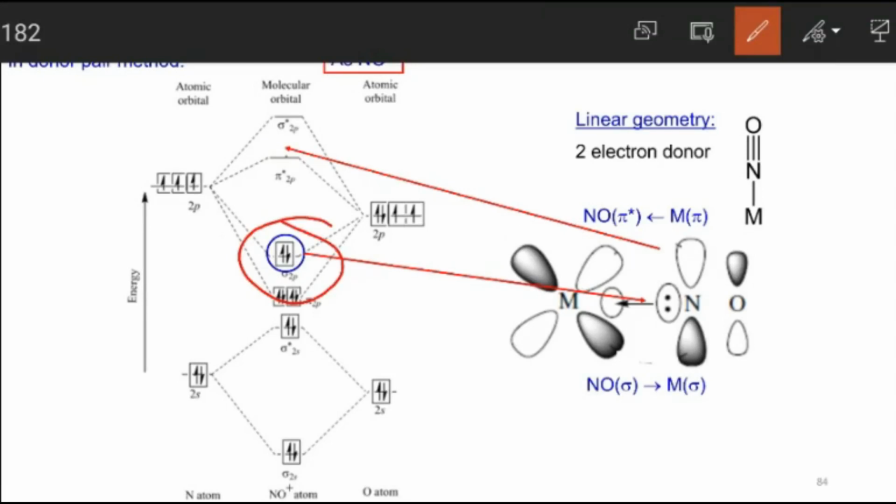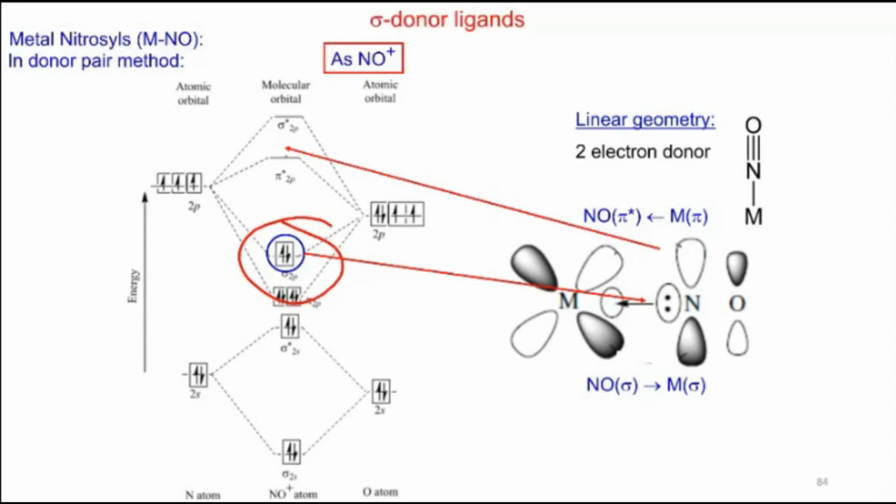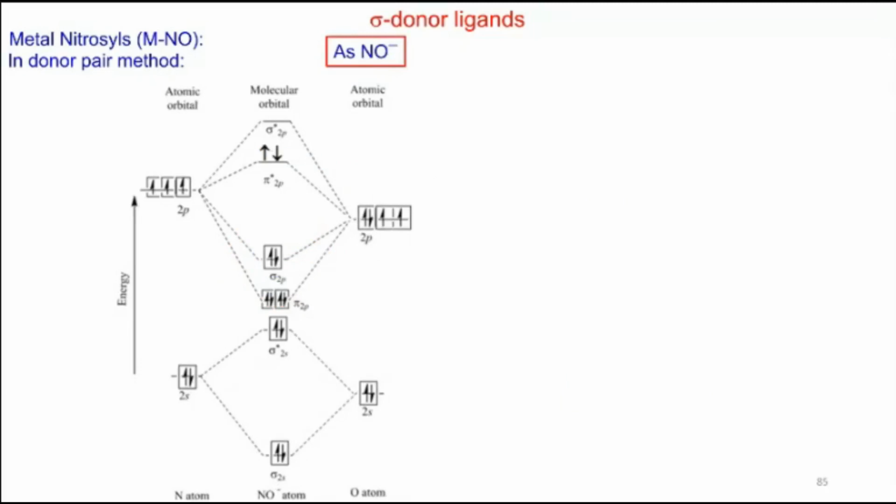And if you want to calculate the oxidation state of the metal, you have to find out whether the nitrosyl is linear or bent. If it is linear, it should be given as a positive charge. And coming to the bent mode of coordination, there we call it NO minus.